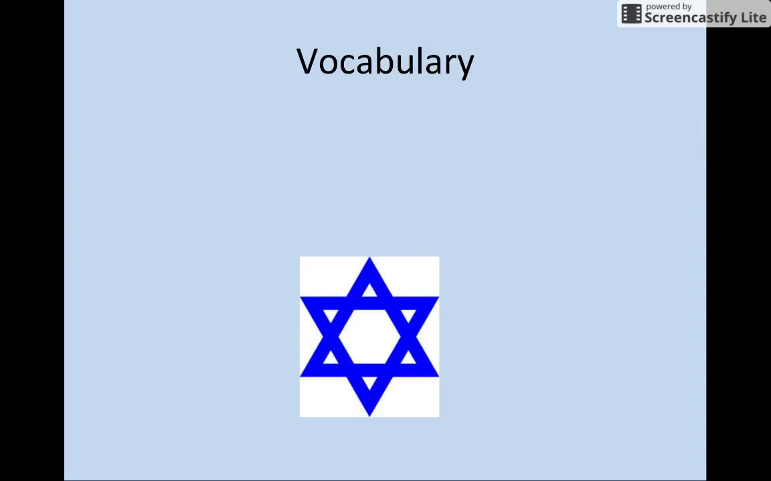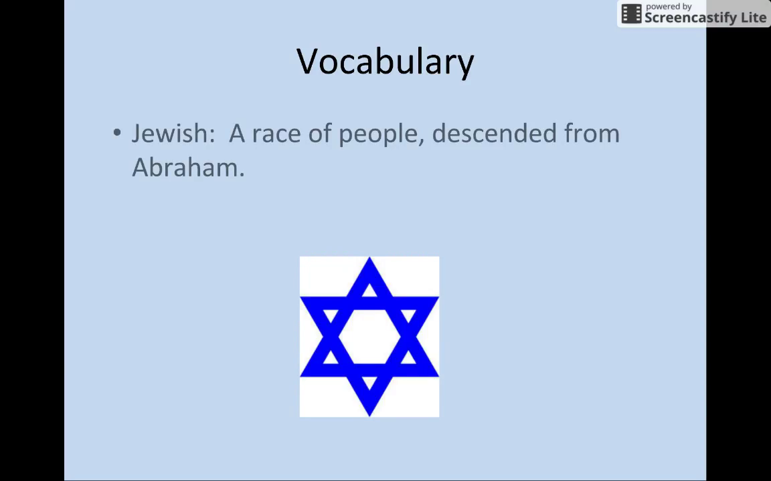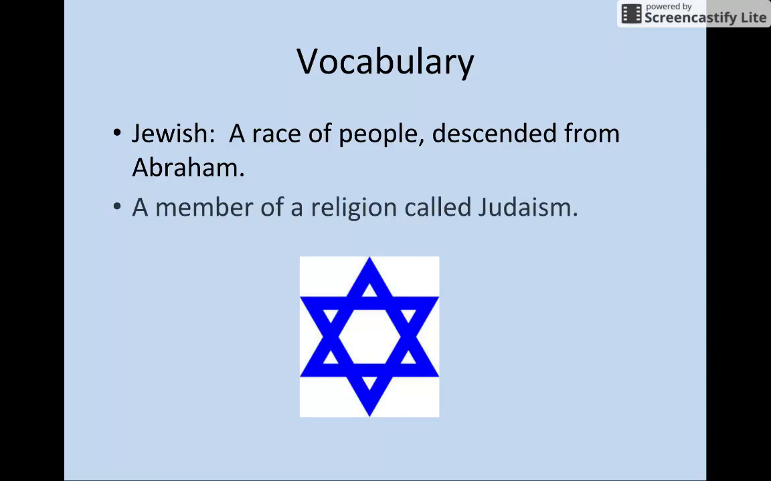There's one part of vocabulary that you need to know before we move on to today's lesson, and that is Jewish. What Jewish means is it's a race of people descended from Abraham, and the star located right here is called the Star of David, and it's been the Jewish symbol for many years. It also means that you are a member of a religion called Judaism.